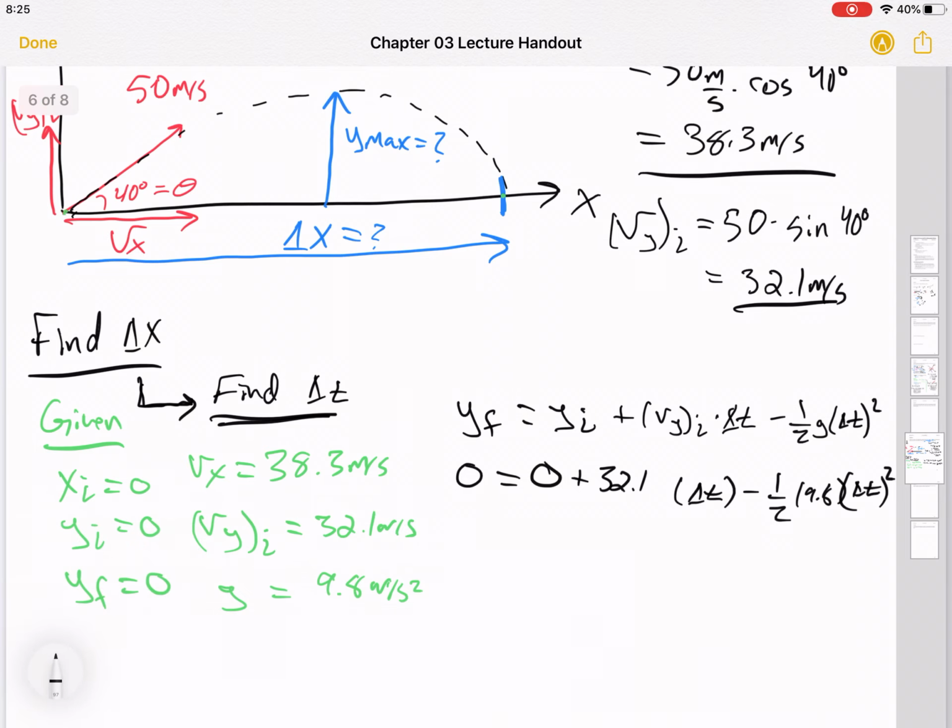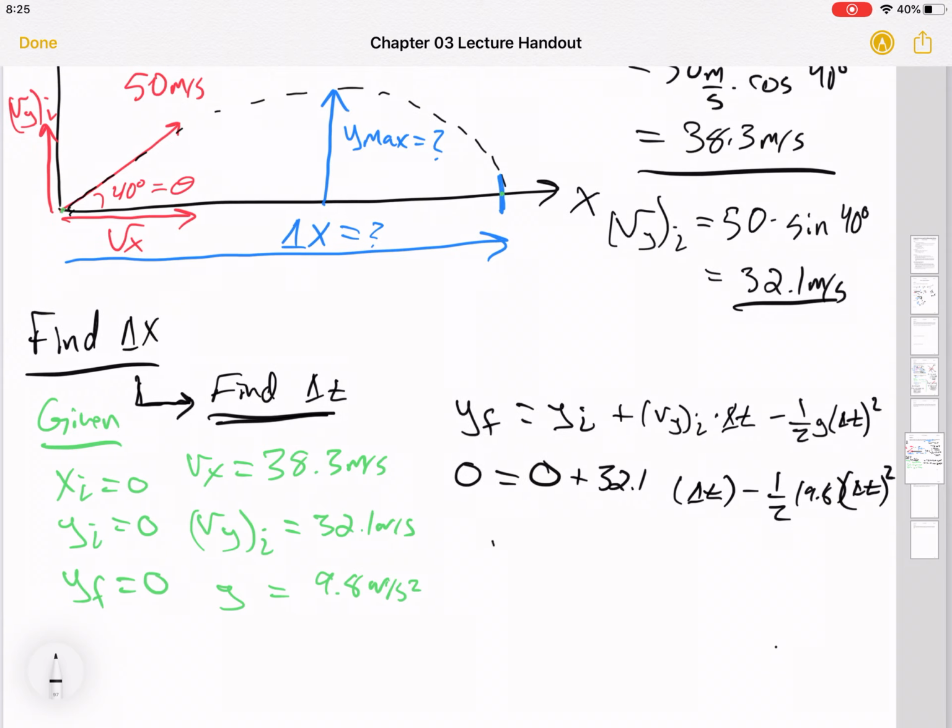Okay. So this is just algebra at this point. We can solve for that. It turns out this is quadratic, right? So there are two answers. One of the answers is delta t equals 0. That's not useful. Clearly, it doesn't take 0 time to get to the other end. But that is one of the places where position is 0. So delta t equals 0 is just the trivial solution.